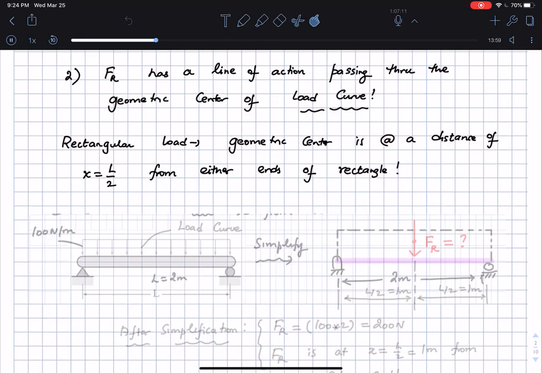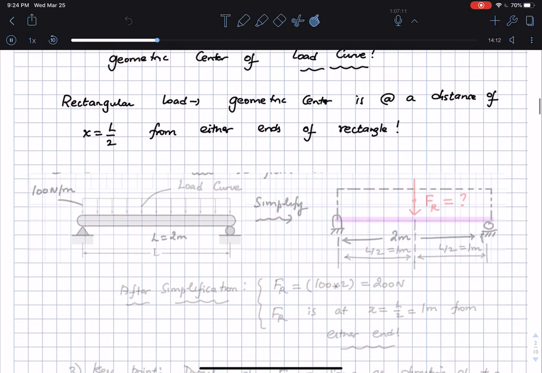And this way, now you see that I know where the force is going to be acting. It is going to be acting at a distance of x is equal to L by 2, or x is equal to 1 meter, from either one of these ends, from either the x is equal to 0 end, the left side, or x is equal to 2 meters, which is the right side.